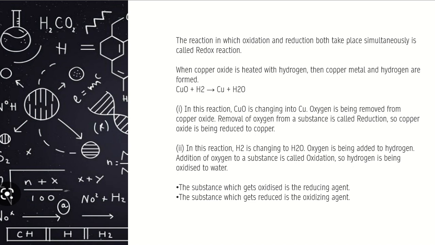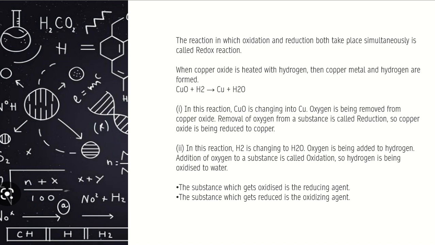When copper oxide is heated with hydrogen, then copper metal and water are formed. So CuO plus H2 turns into Cu plus H2O. Copper oxide plus hydrogen equals copper plus water. So in this reaction, CuO is changing into Cu, meaning oxygen is being removed from copper oxide, and removal of oxygen from a substance is called reduction. So copper oxide is being reduced to copper.